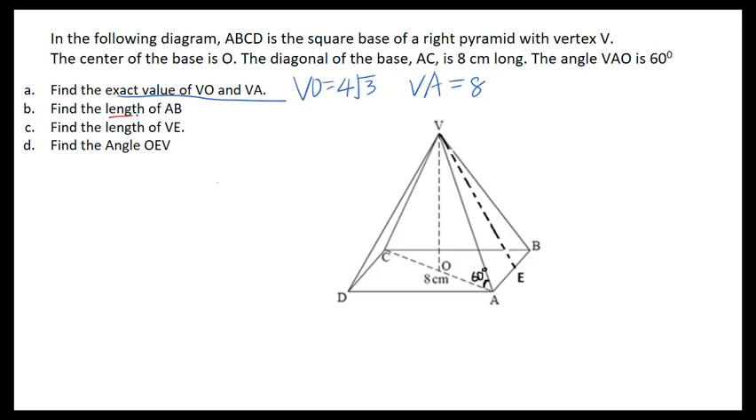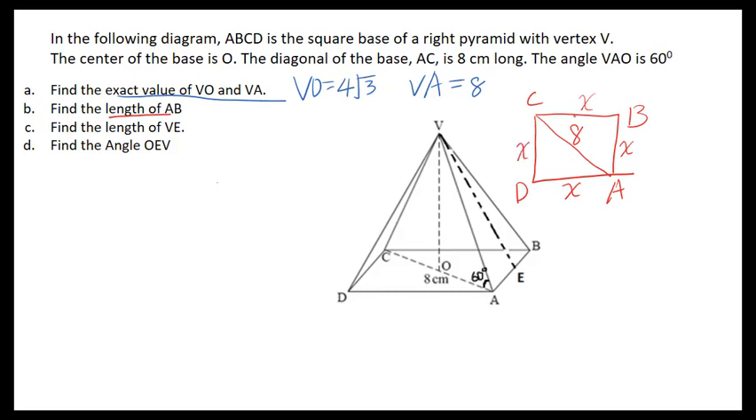Let's go to B. Find the length of AB. We know the base is a square. So let me draw over here. This is a square, so we label it as A, B, C, D. We know the CA, this is 8. We are looking for AB. Let's label it as x. This is all x.